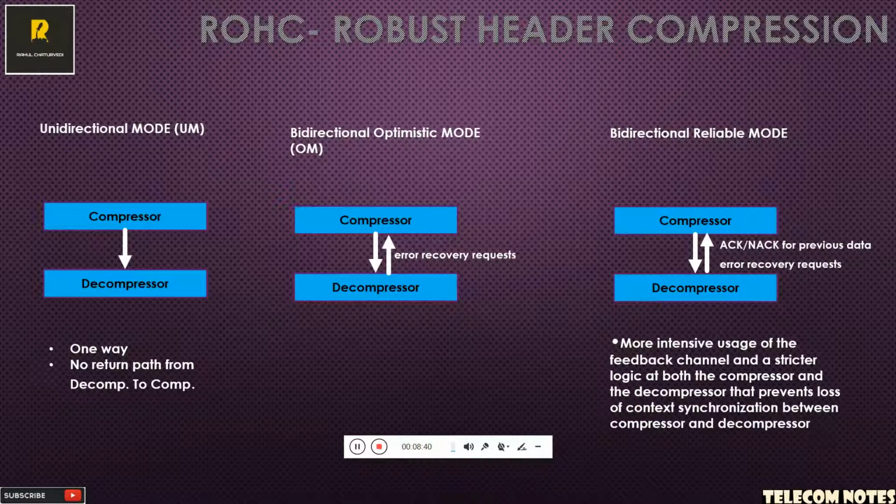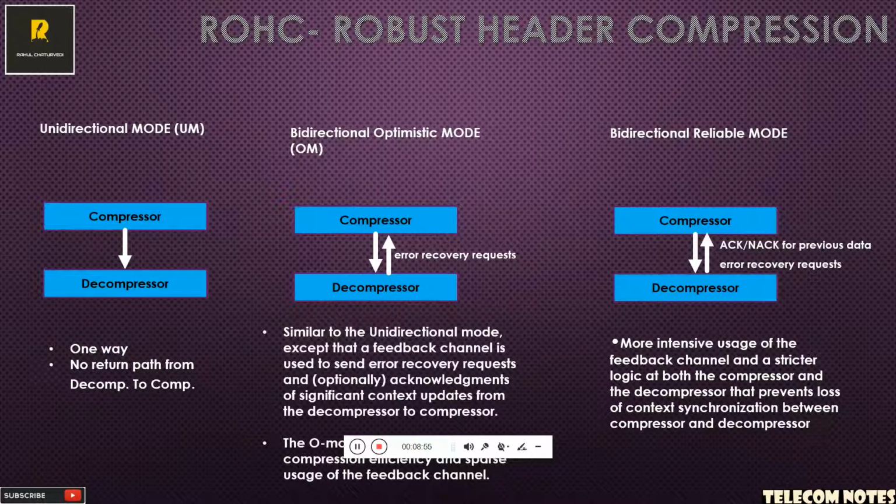More intensive usage of the feedback channel and sticker logic at both the compressor and the decompressor prevents loss of context synchronization between the compressor and decompressor. Similar to the unidirectional mode, except that a feedback channel is used to send the error recovery request and optionally acknowledgements of significant context updates from the decompressor to the compressor. It also has sparse usage of the feedback channel, giving compression efficiency, which makes it the optimistic mode.